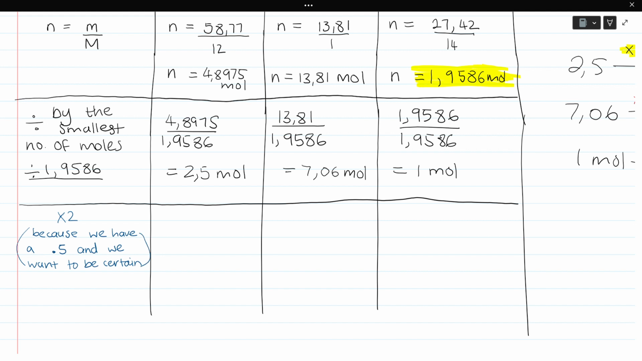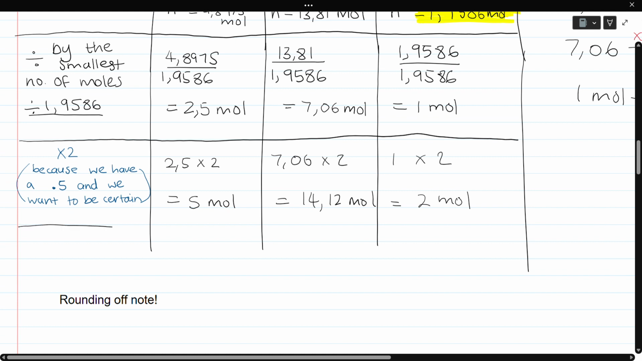So this will apply anytime you have numbers like 0.5 and 0.3. If I find any other examples like those, I will obviously show you so that you are aware of it, because in the exam they will be tempted to give you those types of values, right? Okay, so now we're multiplying everything by 2. So 2.5 times 2, 7.06 times 2, and 1 times 2. So here we have 5 moles. Here we'll have 14.12 moles, and here we'll have 2 moles. Now you're going to go to your step of rounding off.